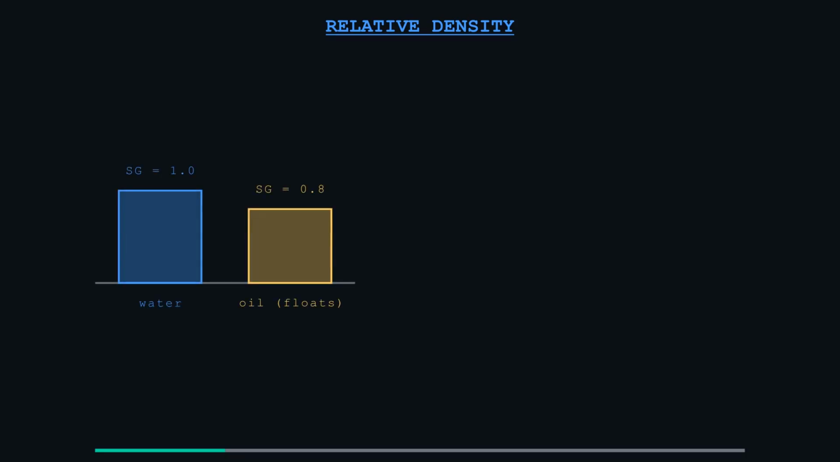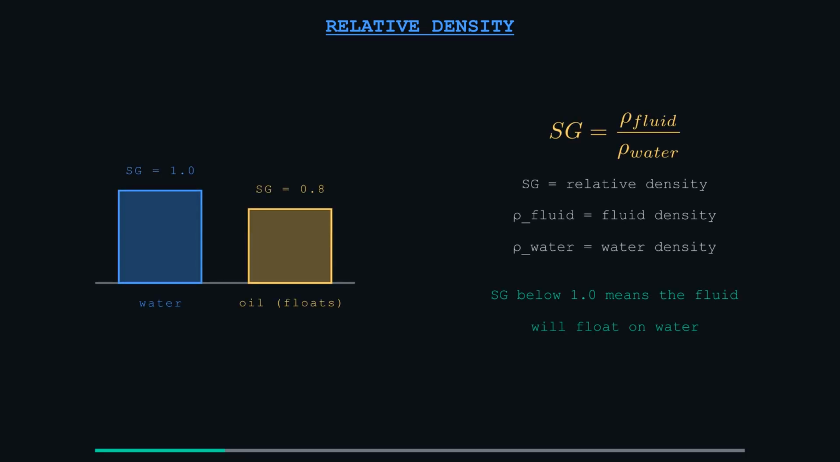Relative density, also called specific gravity, compares a fluid's density to the density of water. It equals ρ fluid over ρ water. Water is always the reference, at Sg equals 1.0. Oil has a relative density below 1, which is why it floats on top of water.